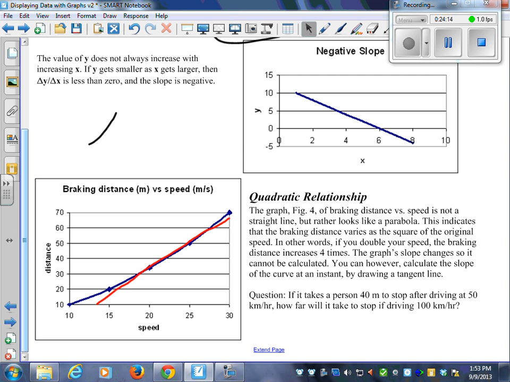Okay, so based on this graph, if it takes a person 40 meters to stop after driving at 50 kilometers an hour, how far will it take to stop if the driving is 100 kilometers an hour? How much faster are we going? I was starting at 50, now I'm going 100. I'm going twice as fast. So if it took me 40 before, now it's going to take me twice as fast, 4 times farther. 120. 160. Yeah, close enough, eh?